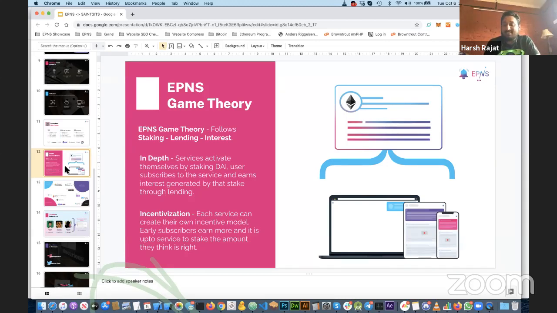So yeah, that's essentially one of the ways by which you can use game theory and DeFi to create almost any sort of new product, which might be an innovation or an invention from the previous Web 2.0 product, which is what we have done with EPNS, and which is what you can do with whatever project you want to integrate the game theory or DeFi with.